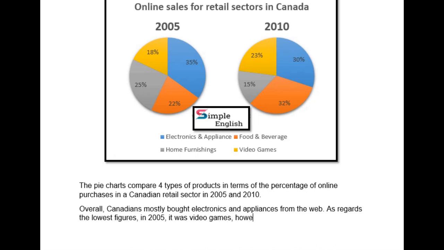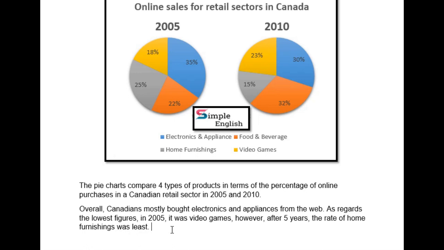However, after 5 years, the rate of home furnishings was least. I'm not saying "the least" because we usually use "the" whenever there is a noun after a superlative. So this one is a superlative. However, we don't have a noun here, so therefore we don't use "the". So that's it with the overview.